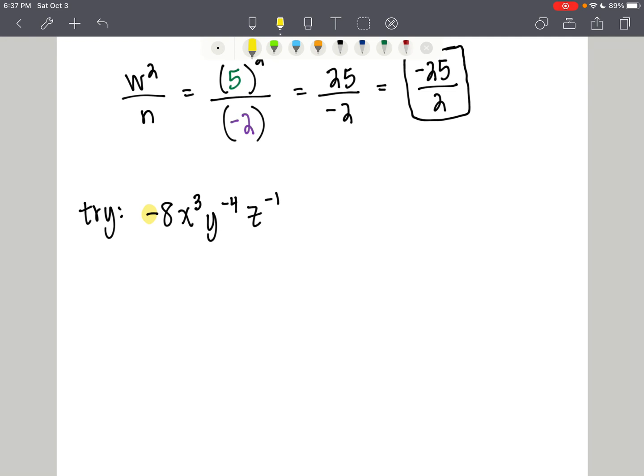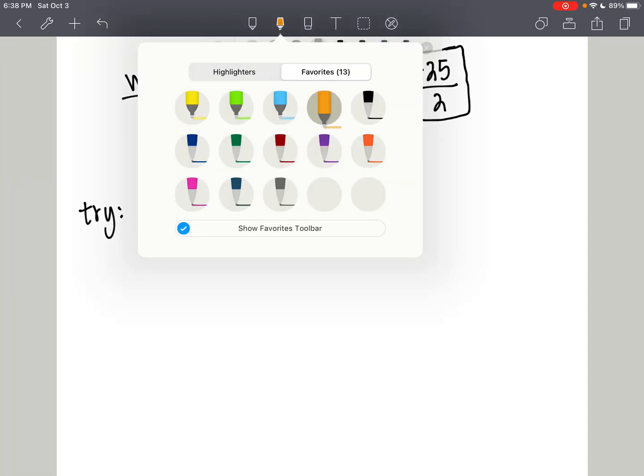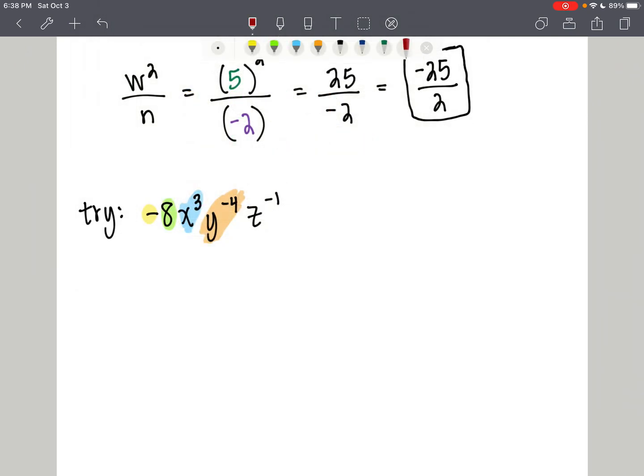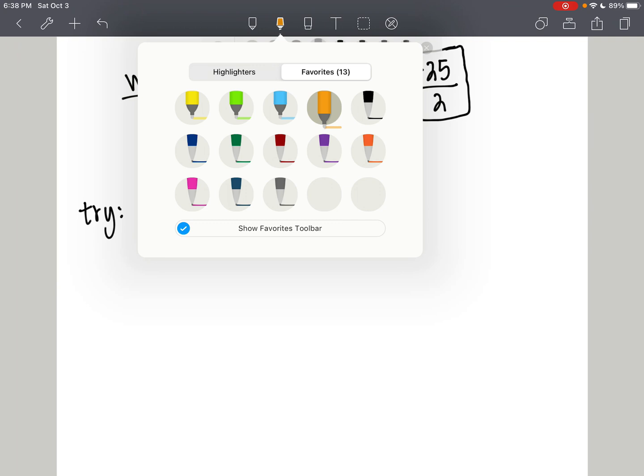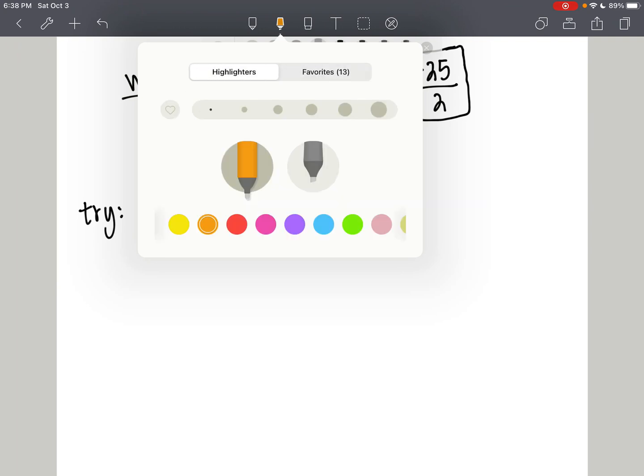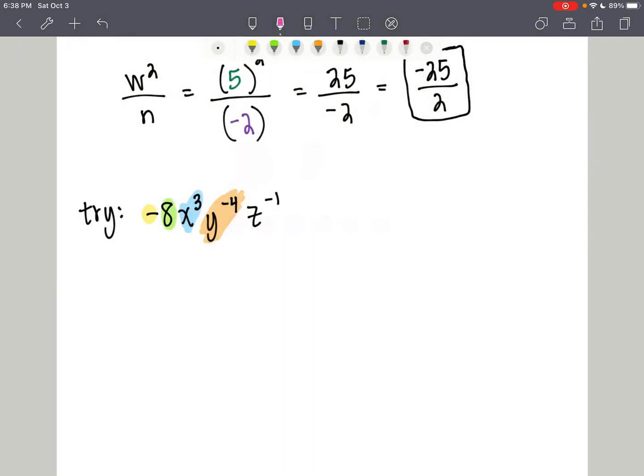Okay, I'm going to use 4 colored highlighters, actually maybe 5. I've got the negative, and then I've got an 8 to the first power. I've got x to the third power. I've got y to the -4th power. And then I do need another colored highlighter. Let's use pink. There we go. That's actually a nice one, I should put that in my favorites.